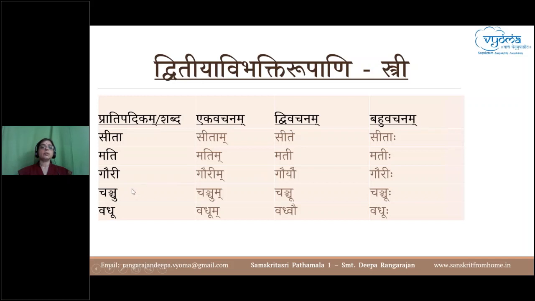For Chanchu, which is the Hrasva Ukara ending Strilinga Shabda, Chanchum, Chanchu, Chanchuhu. For Dirgha Ukara, Vadhum, Vadhvau, Vadhuhu. So there is always Dirgha with Visarga at the end for the Strilinga Shabdas. That you can observe and it will help you memorize it better.